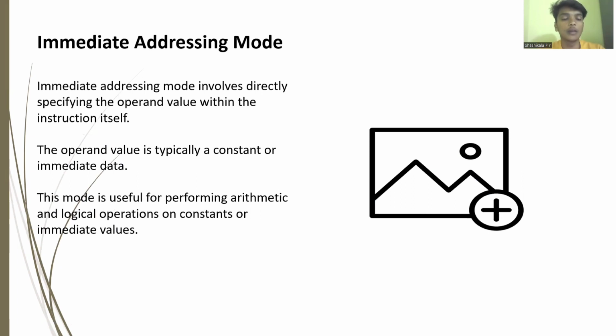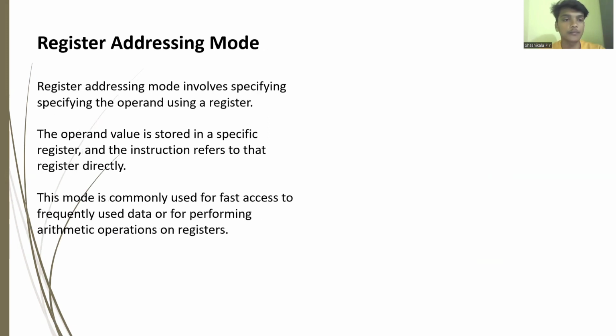Immediate addressing mode. Immediate addressing mode involves directly specifying the operand value within the instruction itself. The operand value is typically a constant or immediate data. This mode is useful for performing arithmetic and logic operations on constant or immediate values.